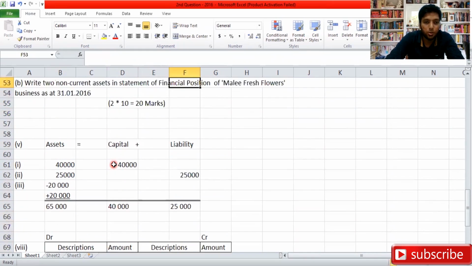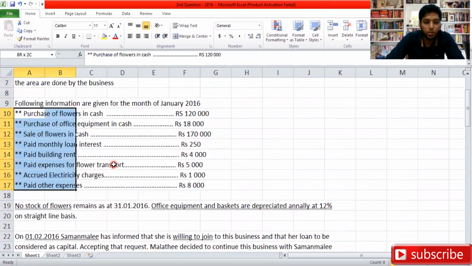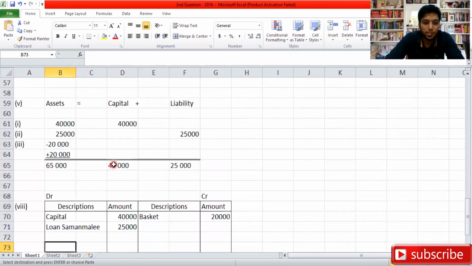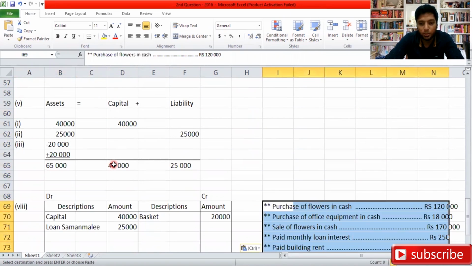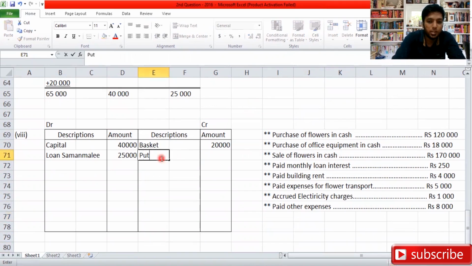Then let's move on to the information now one by one. As I can't come up and down, I will take this information down for my convenience, but you can't do this in exams. Use this Excel sheet so I can bring the information down. But in paper you can see and write; for your convenience I have taken it here. So you have purchase of flower in cash. So purchase of flowers, you can consider it as purchases. We'll take 120,000. Then you have purchase of office equipment. You can write office equipment as 18,000.